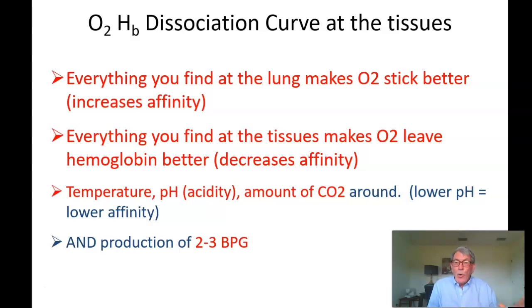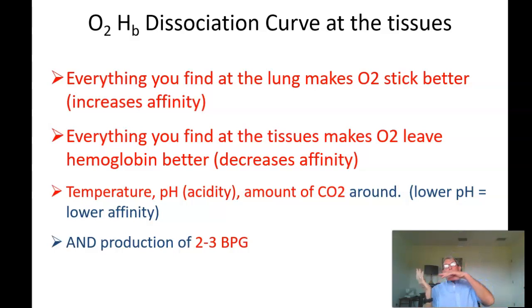pH, more acid, makes you let go of oxygen. Well, that's good because your tissues make acid. You blow off CO2 in your lungs, there's less acid there. The pH is higher. Acid is a low pH. So low pH at the tissues makes you let go of oxygen better. Temperature. High temperatures make oxygen let go easier. Well, that's good because your tissues make heat.